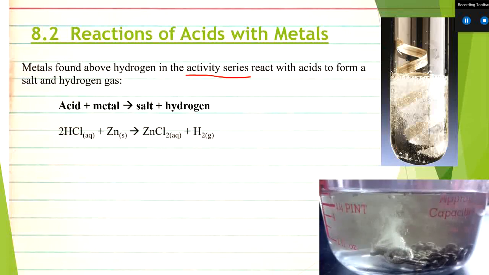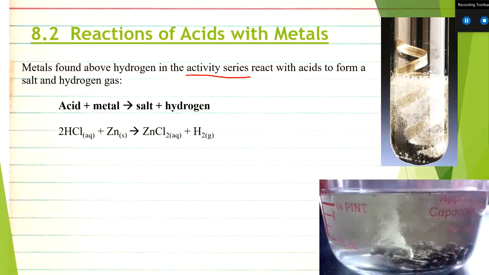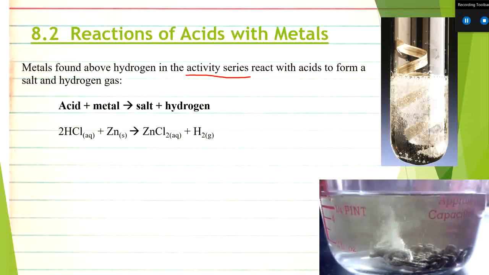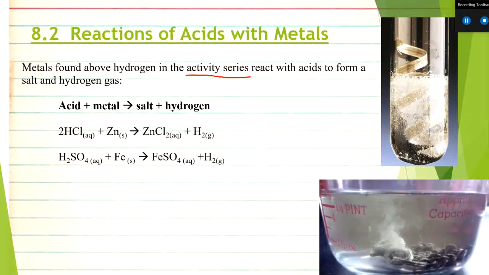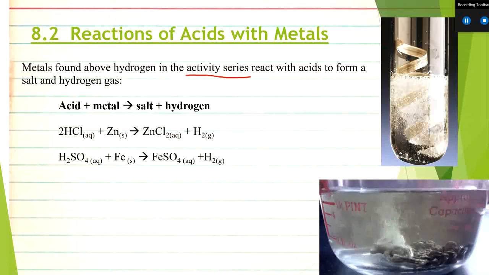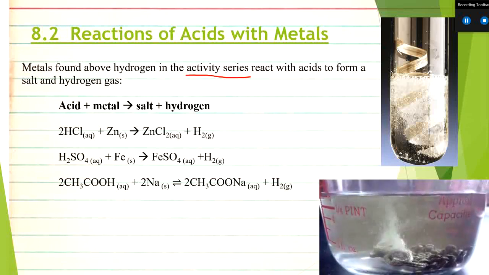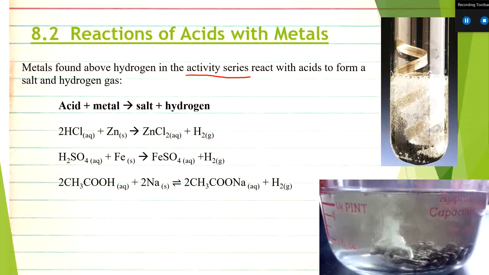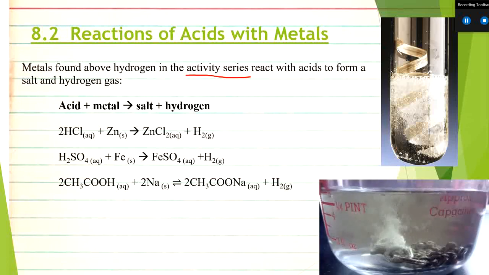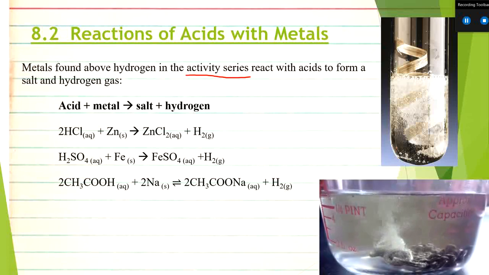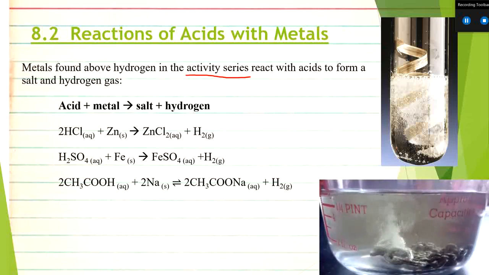So a couple of different examples. We have hydrochloric acid and zinc will go to form the salt zinc chloride as well as hydrogen gas. Sulfuric acid and iron, we get the salt iron sulfate and hydrogen gas. And we have our acetic acid or ethanoic acid, and sodium will go to produce sodium ethanoate and hydrogen gas. So you can see that regardless of the acid and the metal, we always get the same product, a salt and pure hydrogen.